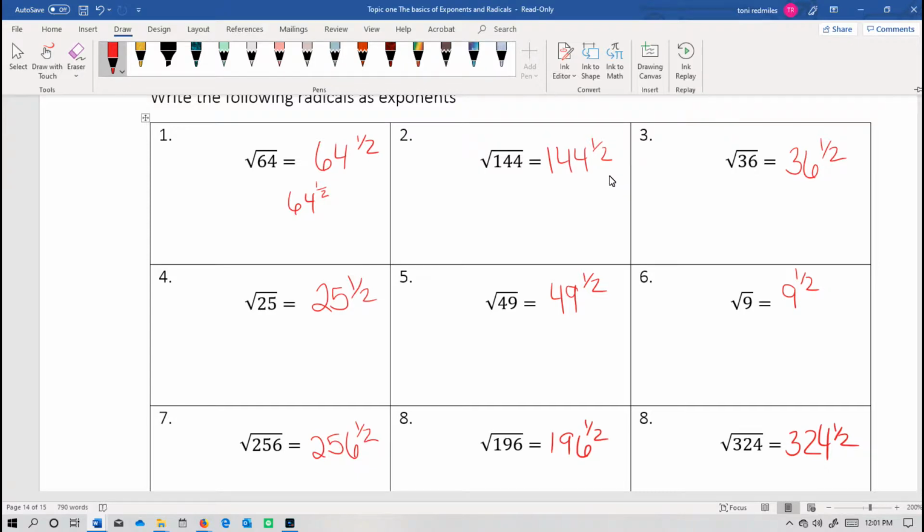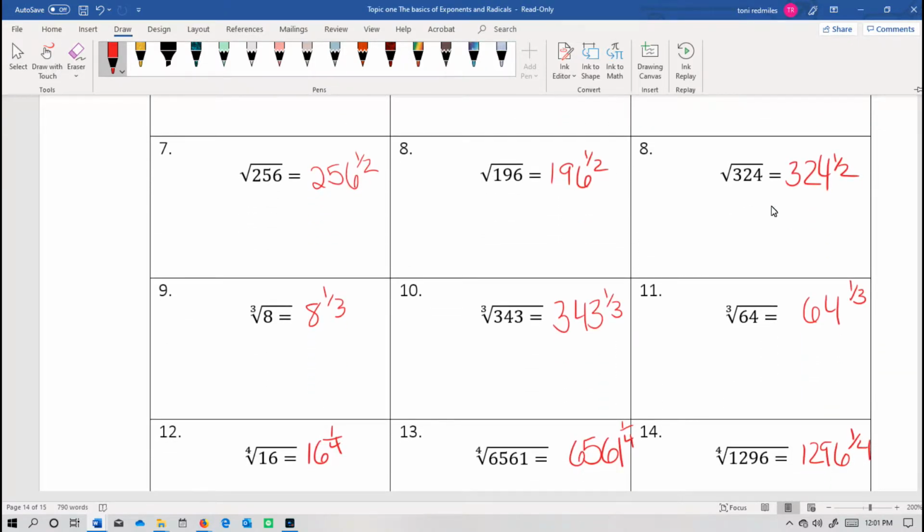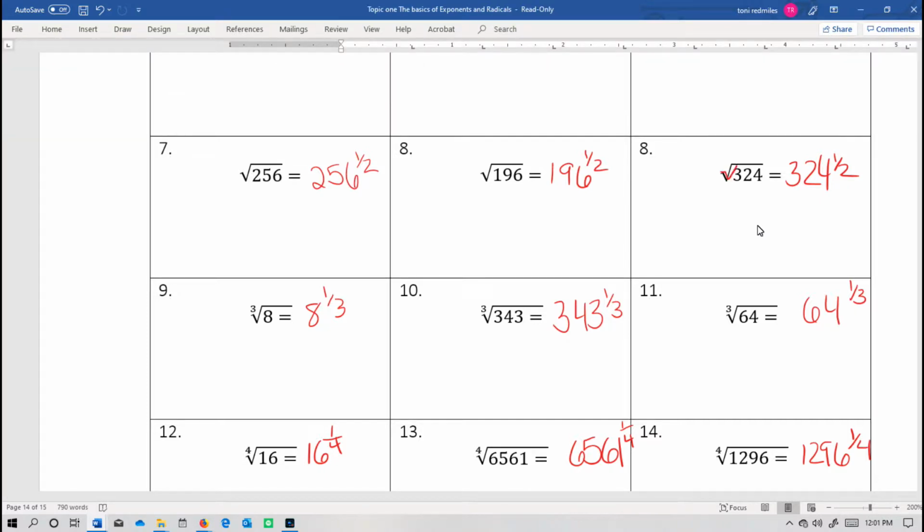I'm going to hit up this one though, number 8, and I'm going to do it again. So to rewrite, and you can check this on your calculator, and it's super duper easy if you check it on your calculator. And actually, let me show you. Okay, let me get my calculator up on the screen, and I'll show you.